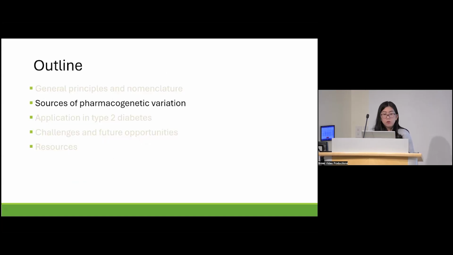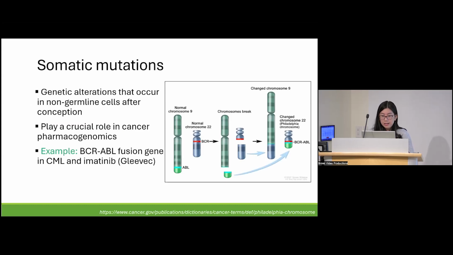Okay, so I'll move on and talk a little bit more about different sources of pharmacogenetic variation. The first example here is with respect to somatic mutations, which are genetic alterations that occur in non-germline cells after conception. These types of mutations have really played a crucial role in cancer pharmacogenomics. And there have been a lot of success stories about targeted therapies for oncology diseases.